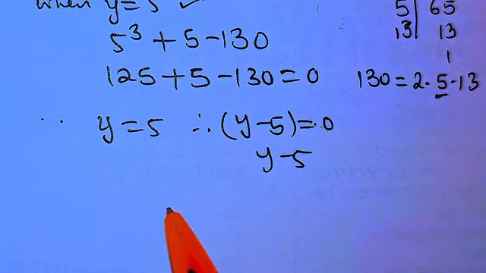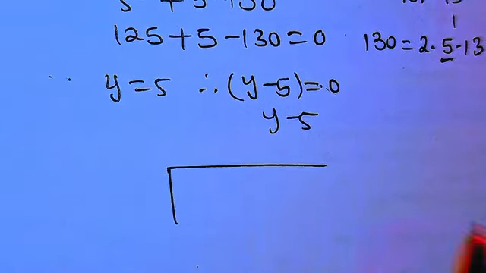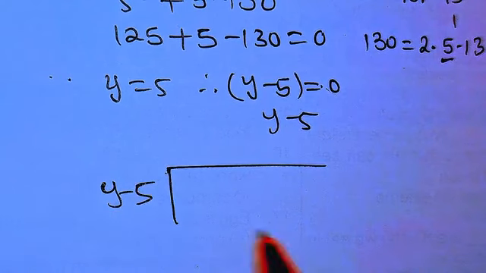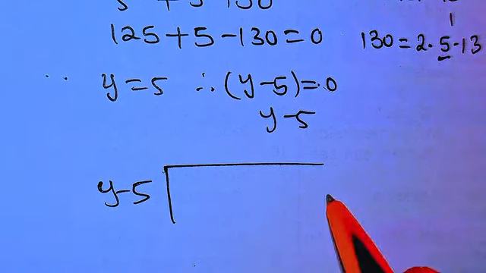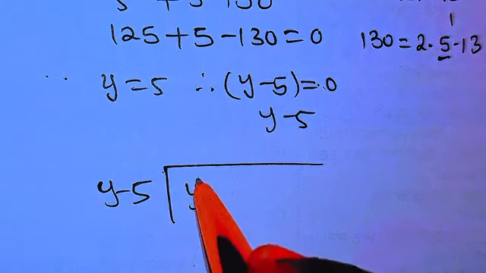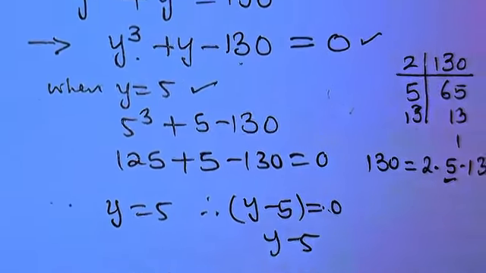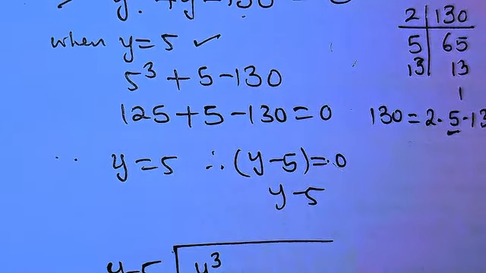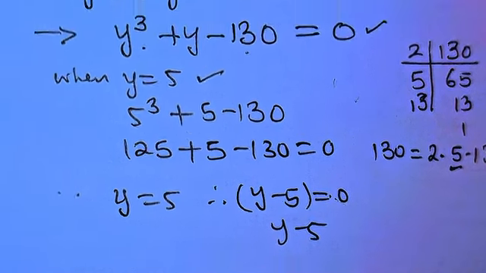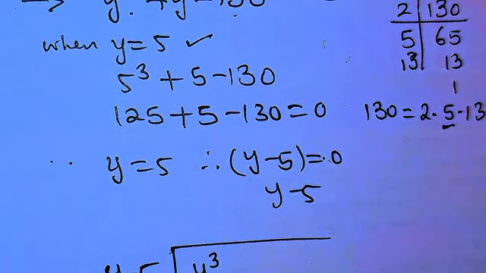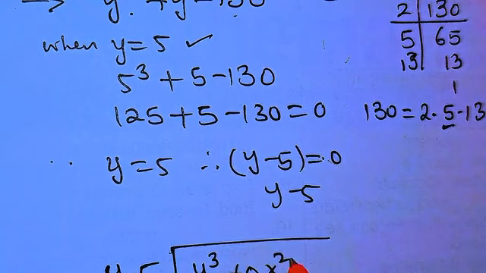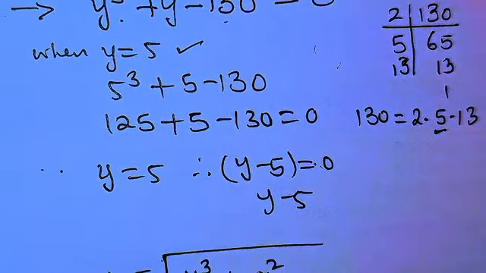we take y minus 5 outside, right? Then here will be the dividend, which is what we have, y cubed plus, but here we are missing the degree 2, so let me represent it as 0 y squared.